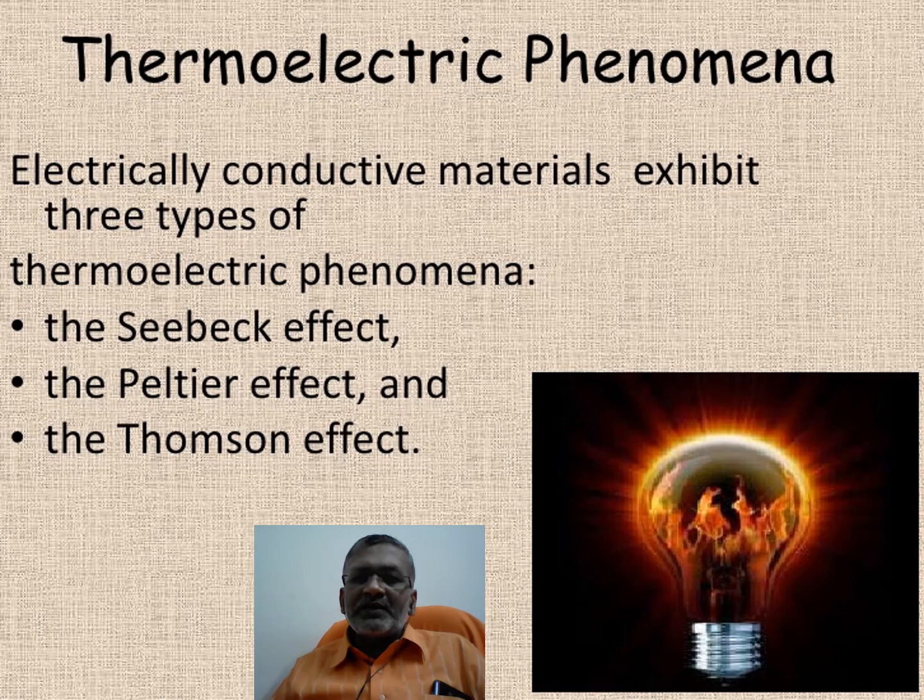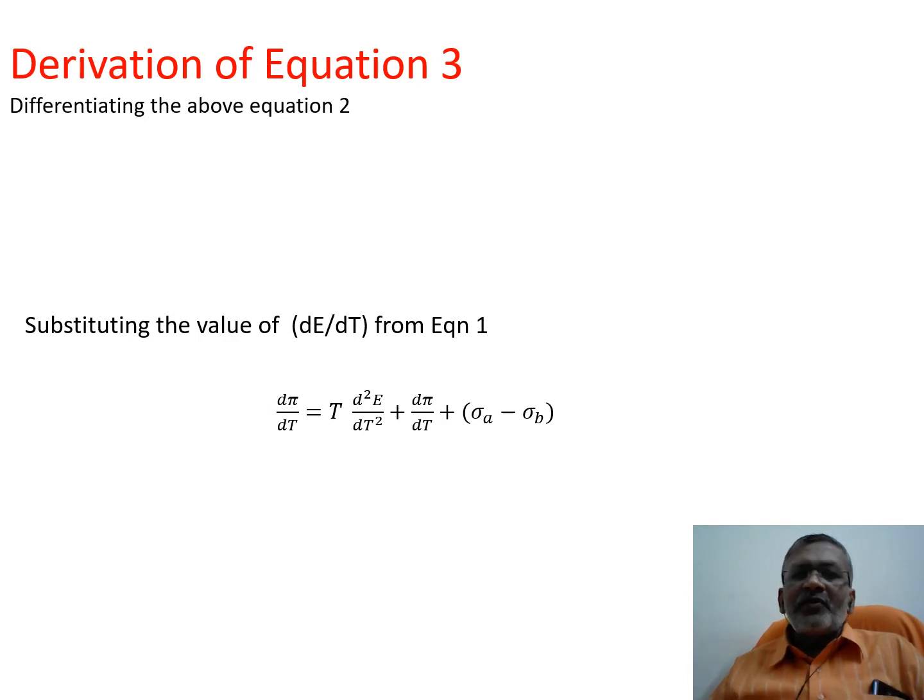Now, thermoelectric phenomena. We know that when different metals are kept at different temperatures, they produce an EMF called thermoelectricity. This can be explained by three phenomena called the Seebeck effect, Peltier effect, and Thomson effect. Now we want to have the third derivation of the thermoelectric phenomena.